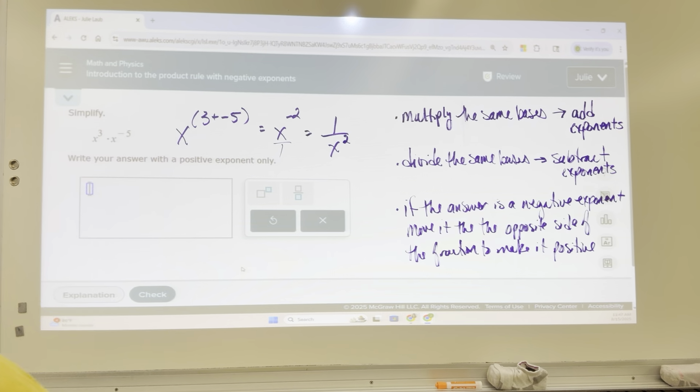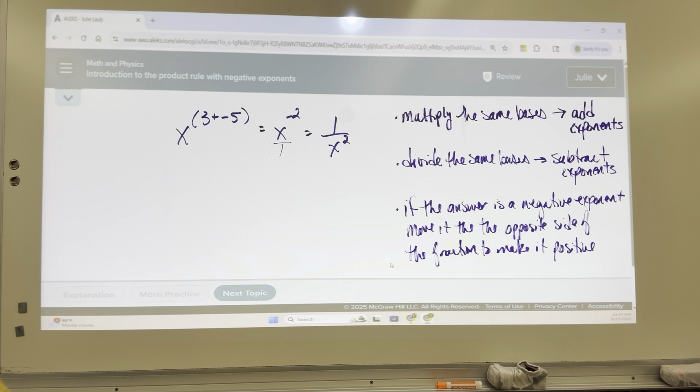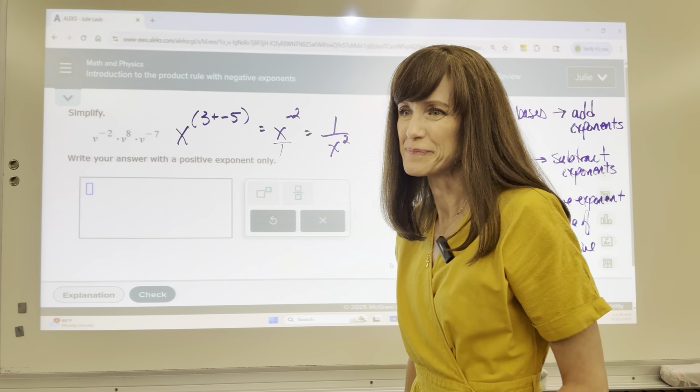Let me type this in for you really quick: 1 divided by x, and then my exponent, which was squared. Let's go ahead and check it. And great, I always love it when we get the correct answer right there.